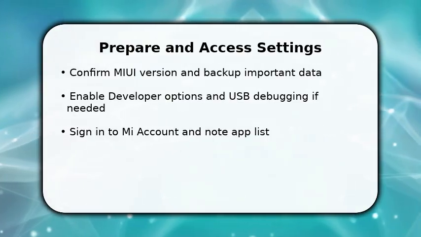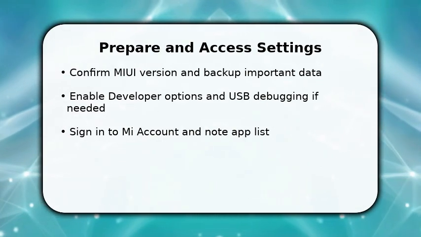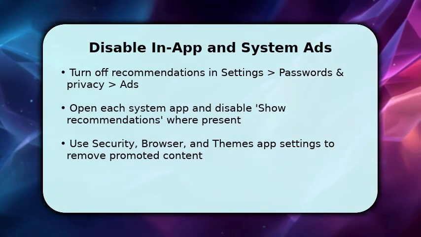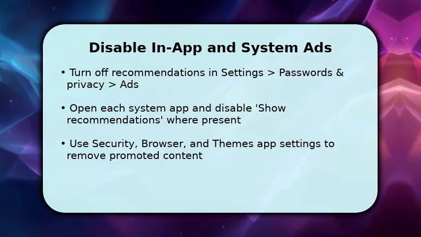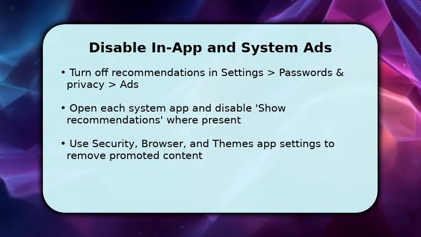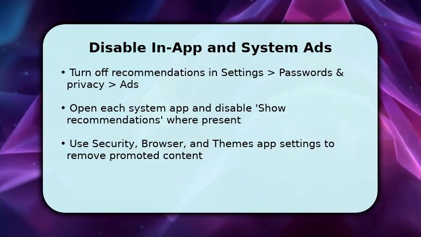Now you remove ads by disabling recommendations across system apps. Go to Settings and turn off personalized ad recommendations first. Then open system apps like Security, Browser, and Themes, and find the Show Recommendations or Promoted Content toggles. Switch them off. You should also clear cache and restrict background data for apps that still push promos.